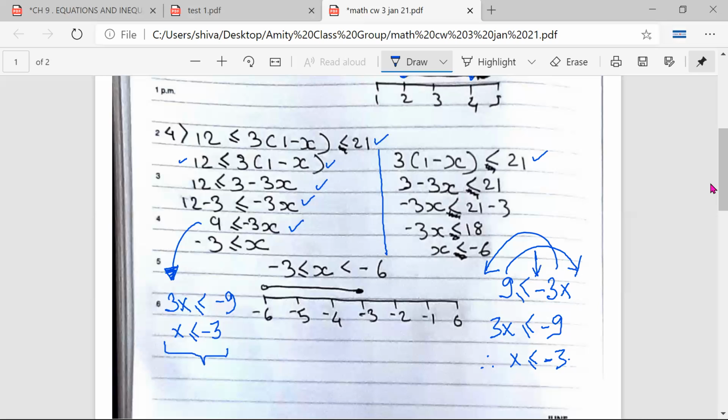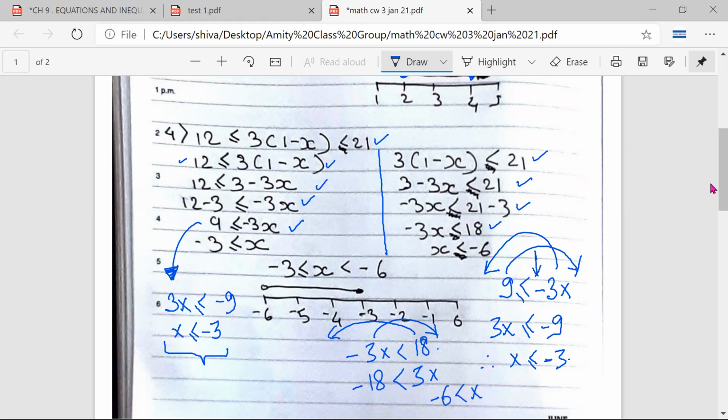And on the other part, minus 3x is less than 21 minus 3. Minus 3x is less than 18. How I see this is, I keep my x positive. So I take my minus 3x to this side and 18 to this side. Why? Because I want to keep my x positive. Any doubt about this step?